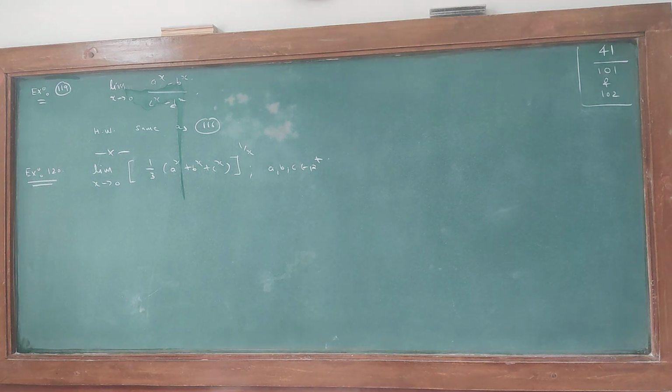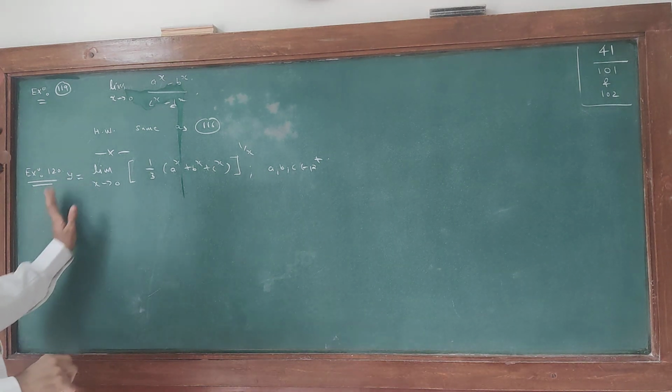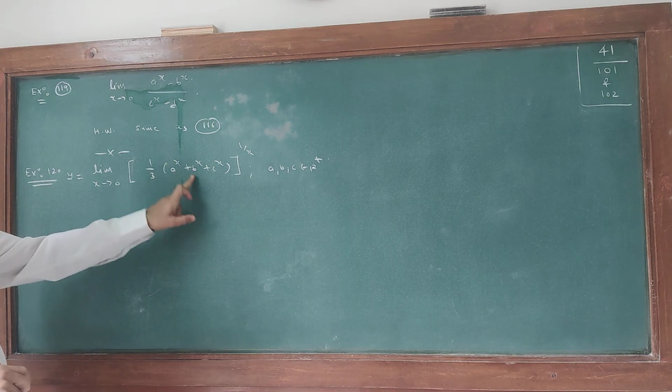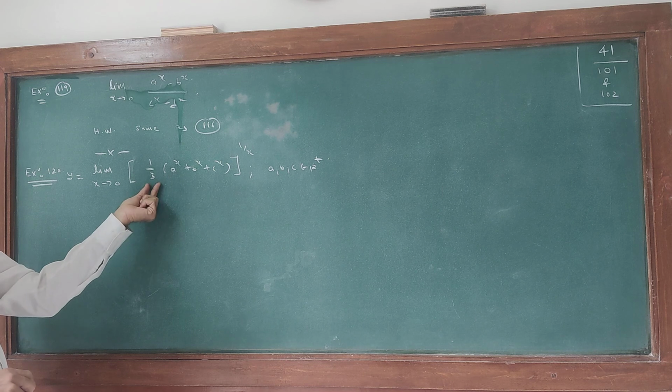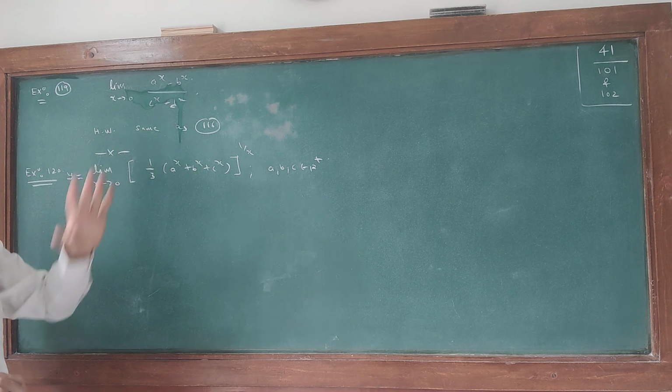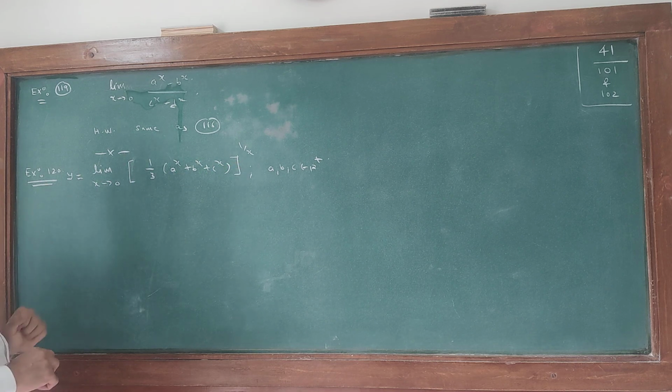This is a raised to x plus b raised to x plus c raised to x, and this whole term is divided by 3, meaning 1/3 times this, all raised to 1/x.